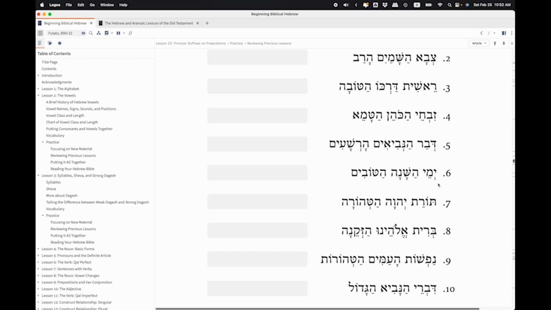Number six, we've got Yemei HaShana HaTovim. Yemei has the masculine plural construct ending, so we know that we've got a construct chain here. Yemei is the masculine plural construct of Yom.